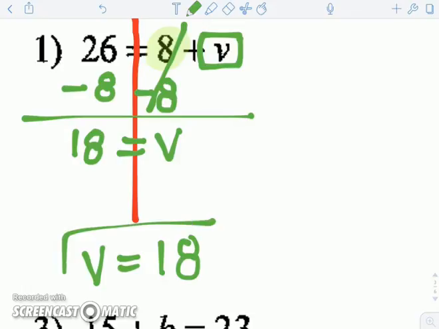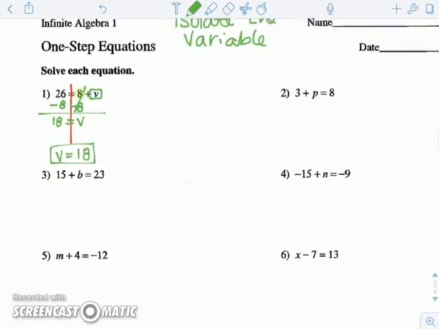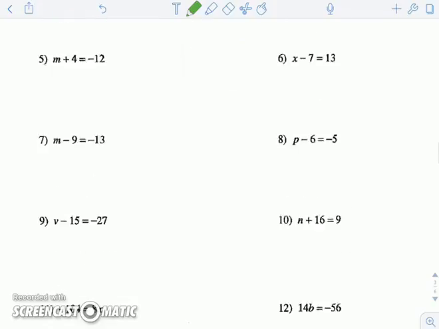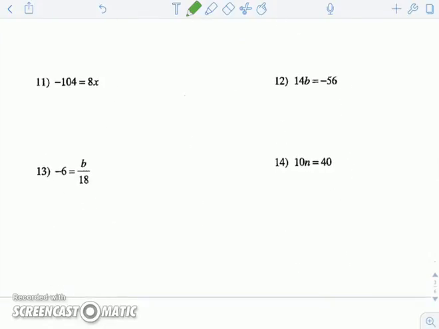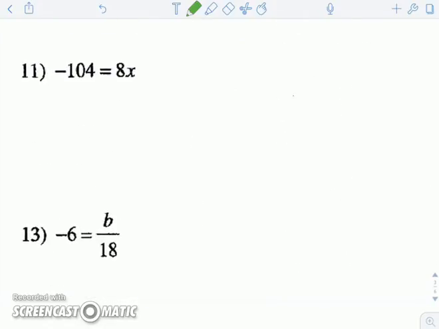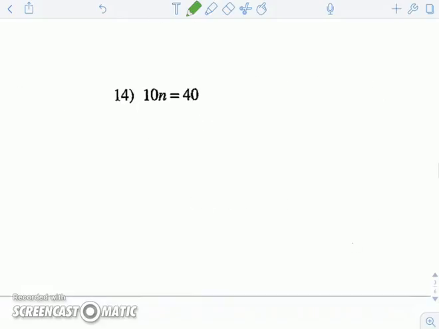And I could always go back and check and say, if I plug 18, evaluate this at 18, 8 plus 18 leaves me with 26. It checks out, my answer is correct. Okay, there's quite a few examples like that one. I'm going to skip to a little more challenging one where we're going to be doing some multiplication and then we'll do some division.